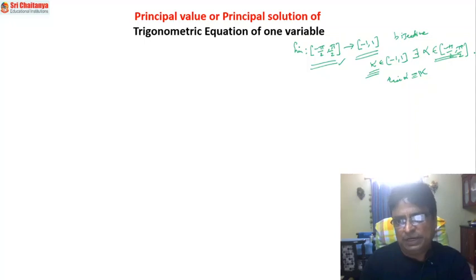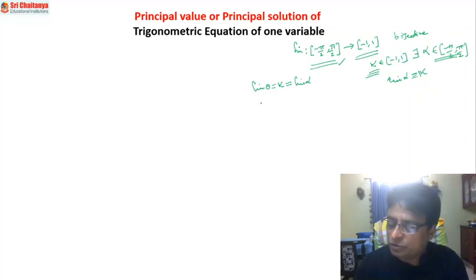that value is called the principal value or principal solution of theta. I can write it simply as PV of theta is equal to alpha.